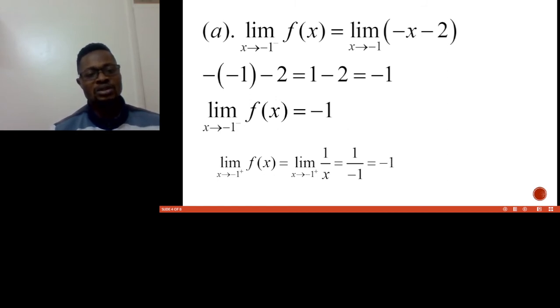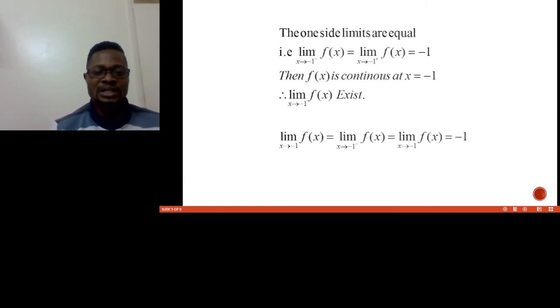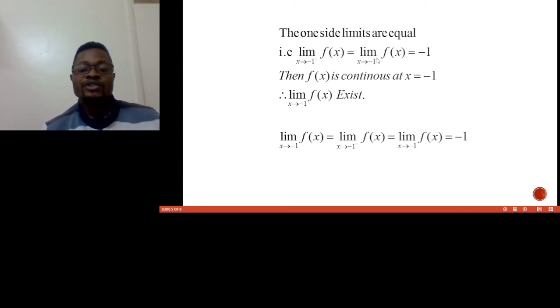Now, guess what? We have shown that the limit as x tends to negative 1 from the left hand side is equal to the limit as x tends to negative 1 from the right hand side. If they are equal, it means the one-sided limits are equal, that is, the limit exists. Because the limit as x tends to negative 1 from the negative side of f of x is equal to the limit from the positive side of f of x, and both gave us negative 1.